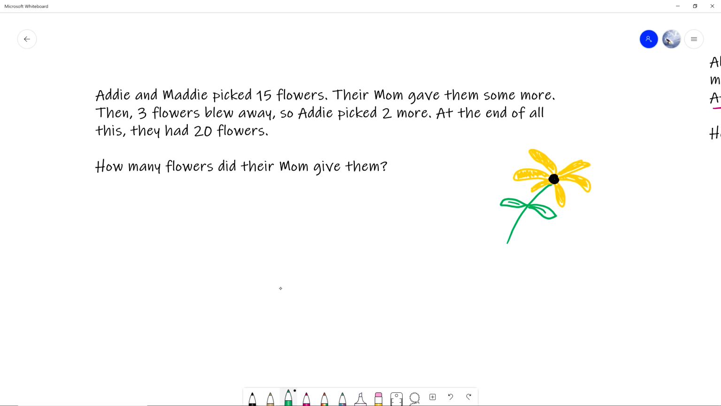Addie and Maddy picked 15 flowers. Their mom gave them some more. And then 3 flowers flew away. So Addie picked 2 more. At the end of all of this, they had 20 flowers. How many flowers did their mom give them? Okay, so can we put together an equation? Yes, we do. Okay, what's the equation? What we do is we have 15 plus x minus 3 plus 2 equals 20.